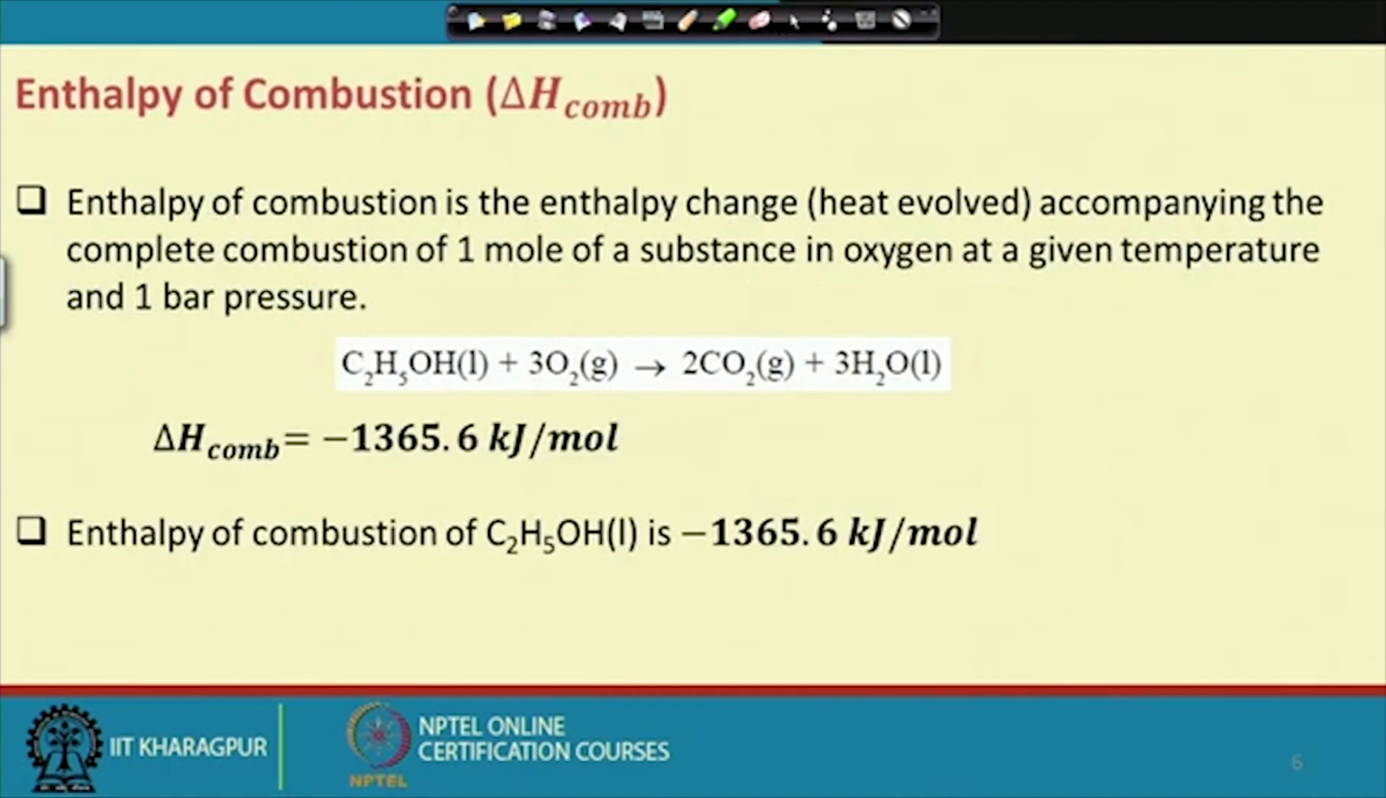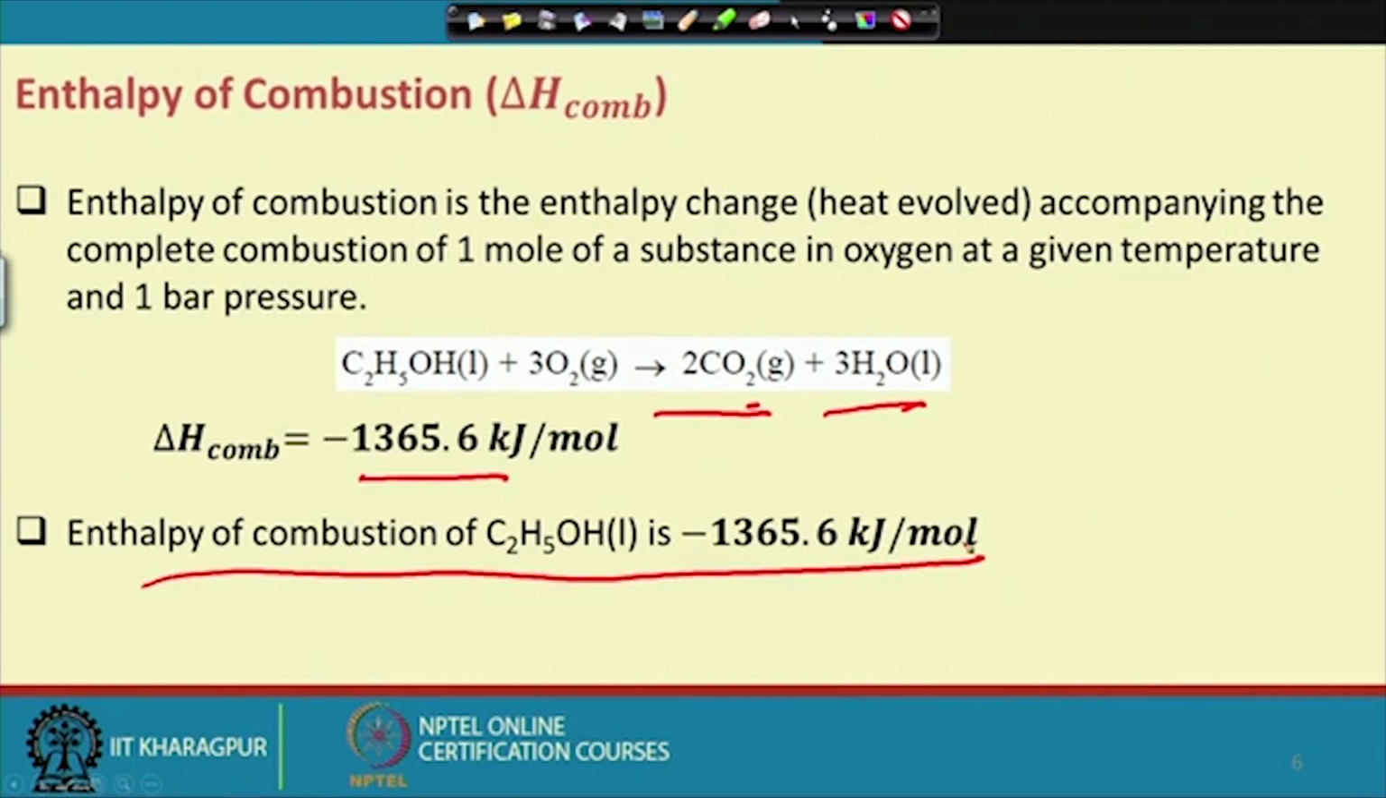Now, that is the enthalpy of formation. I shall solve one problem, then the enthalpy of formation will be much clearer. Now, the enthalpy of combustion means you burn ethanol in presence of oxygen, and the final products we have are carbon dioxide and water, and this heat of combustion is minus 1365.5 kilojoules per mole. So we can express the enthalpy of combustion like this.